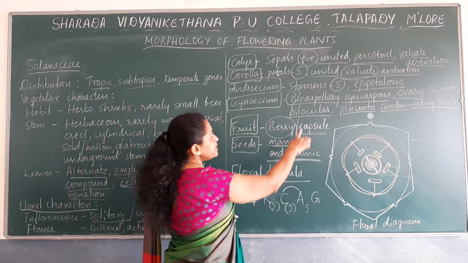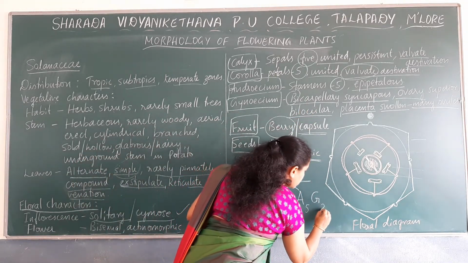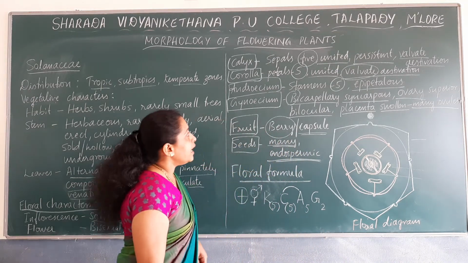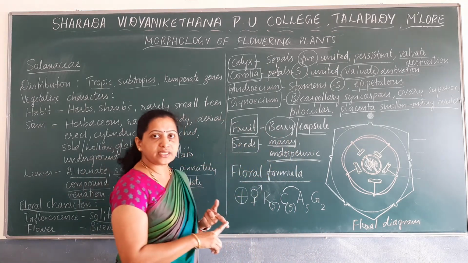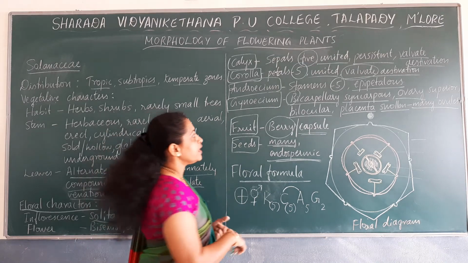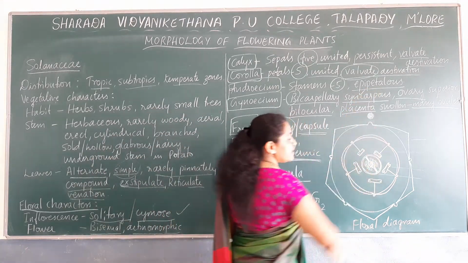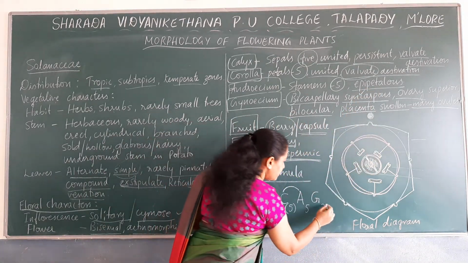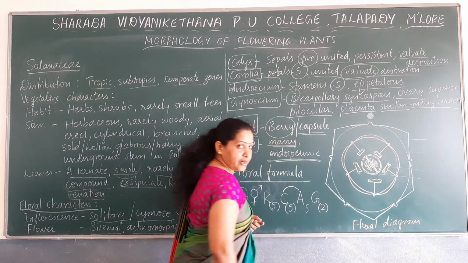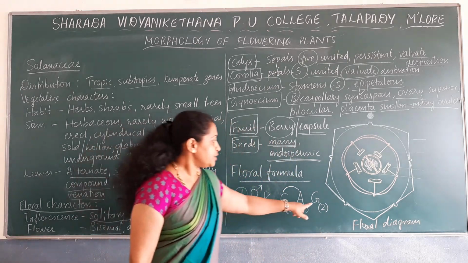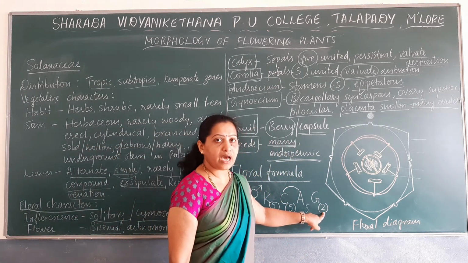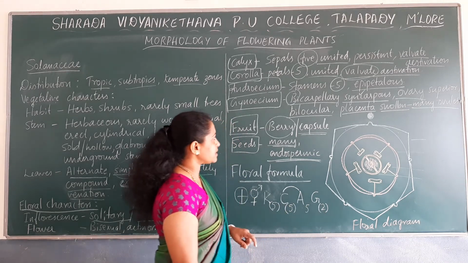How many carpels are present? 2 carpels. So it is bicarpellary. And how are the carpels? Whether they are united or whether they are free. It is syncarpous. Syncarpous means united. So it has to be enclosed within the bracket. Okay. Gynoecium having 2 carpels. Carpels are united or syncarpous condition.